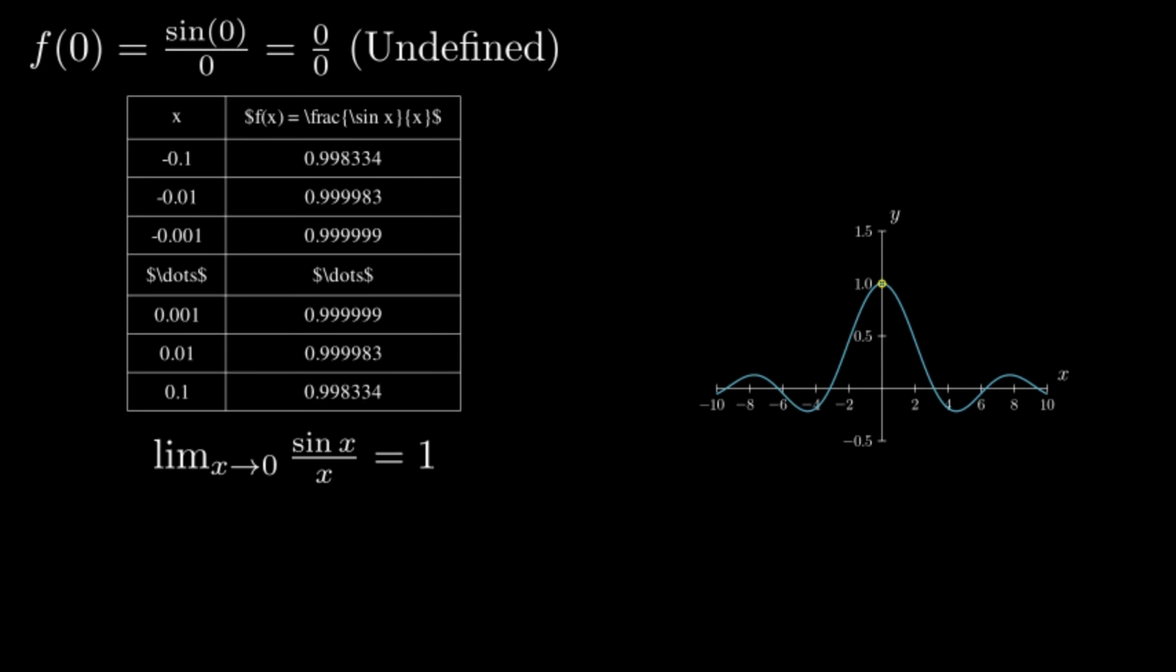Therefore, we can conclude that the limit of sine of x over x as x approaches 0 is equal to 1. This is a very famous and important limit in calculus. It shows that the concept of a limit is more powerful than simple substitution, as it allows us to analyze a function's behavior at points where it isn't even defined.